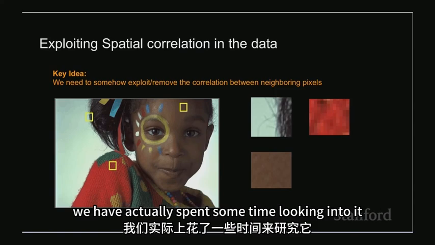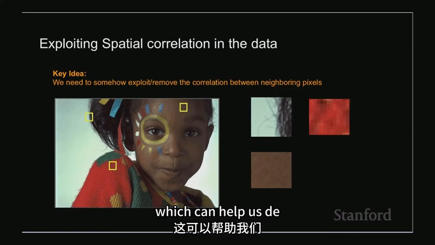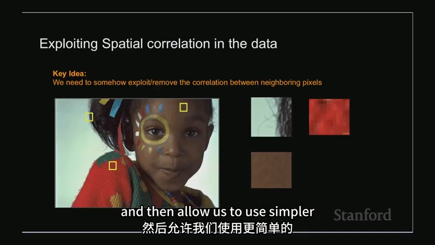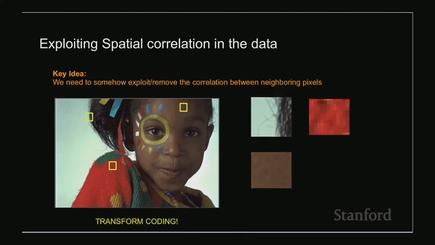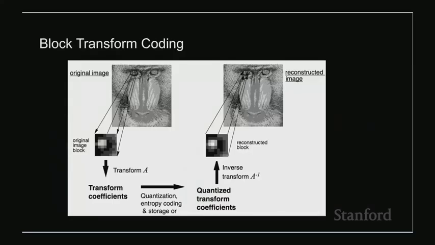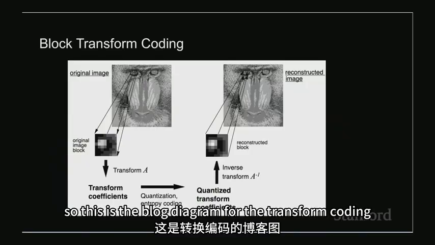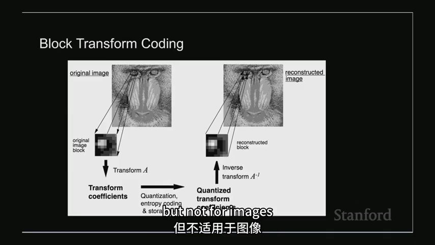But we know better ways to handle the correlation in the data. We have spent some time looking into it, which can help us decorrelate this data and then allow us to use simpler and standard techniques of scalar quantization. And the idea is transform coding, right? Okay, so this is the block diagram for transform coding, but now for images.